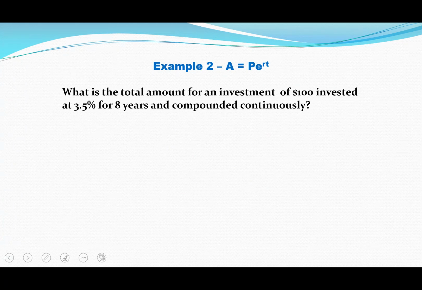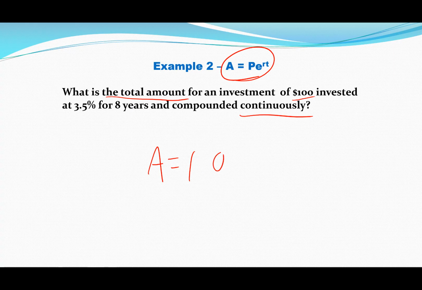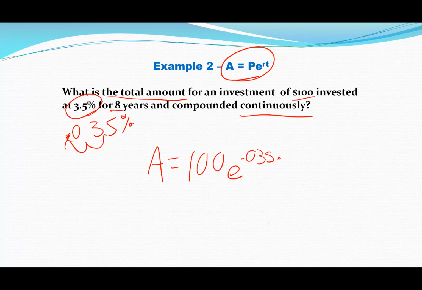So what's the total amount for an investment of $100 invested at 3.5% for 8 years and compounded continuously? So again, continuously tells us we're using that formula. So A, which is our final amount, which is what I'm looking for, says what is the total amount? That's what A will eventually be. P is our starting amount, and we're starting with $100. E, remember, E is part of the formula. R is my rate, which is 3.5%. Now 3.5% as a numeric value is move that decimal 2 places. You get 0.035. So 0.035 times T, and we're talking about 8 years here.